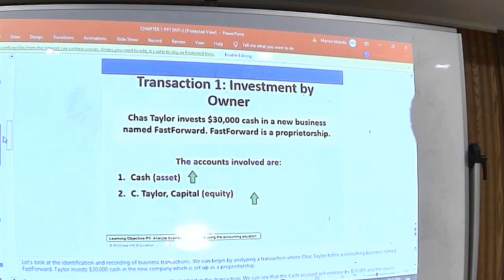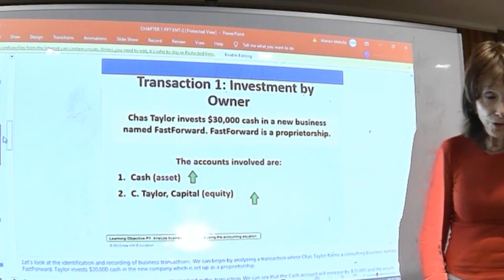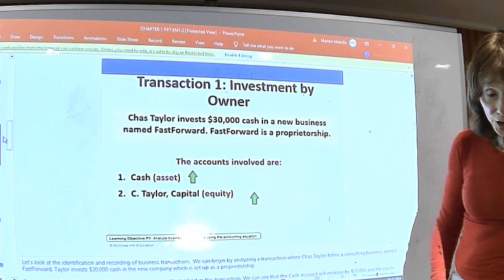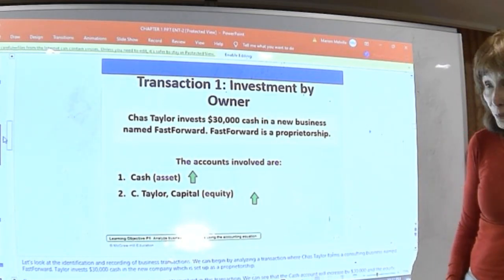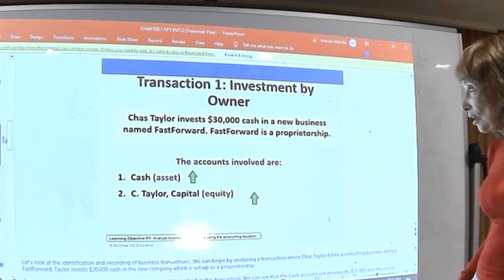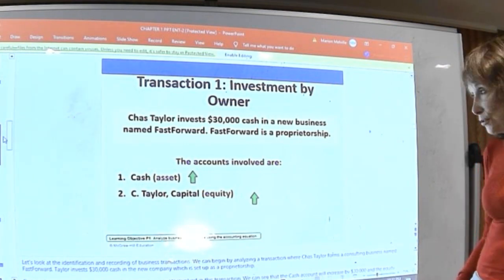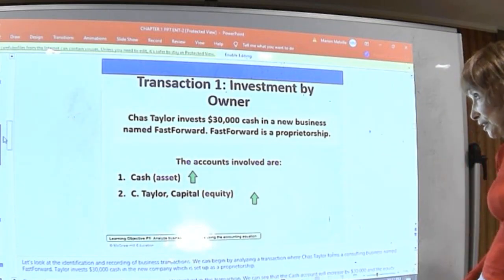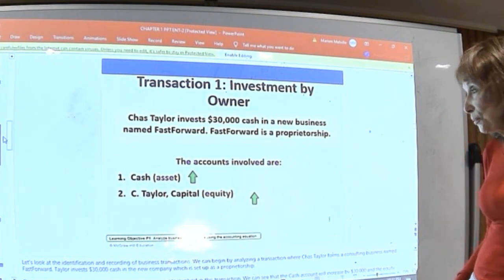Okay, here we are. It's a second lecture that relates to chapter 1. So you can see we're starting right out with our first transaction. What's the first thing you do? Well, you got to put some money into your business. In this case, Charles Taylor is going to invest $30,000 of his own cash in his new business. He's going to call it Fast Forward. And that business is a proprietorship, in other words, a sole proprietor.